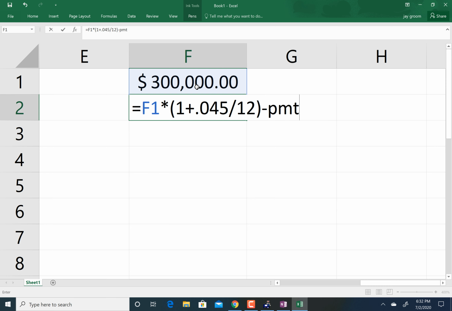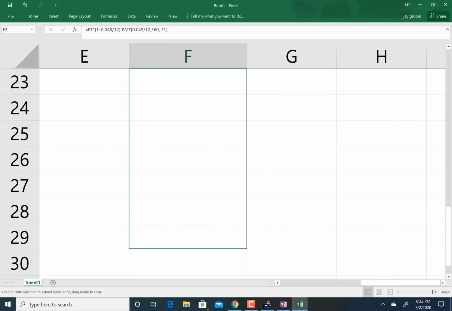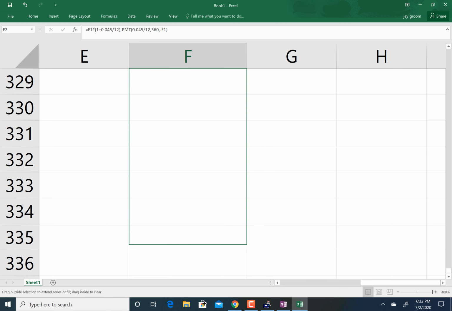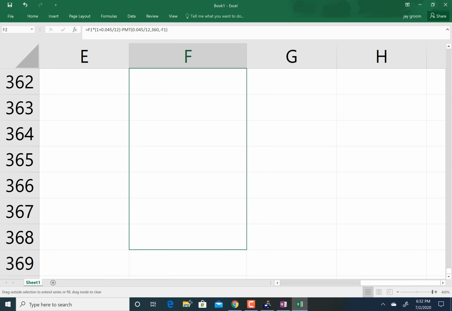Darn it, I should have made the payment. That would have been too easy. 0.045 divided by 12, comma 360, comma negative F1. Cool. And then drag this baby down. And this whole thing is predicated on the fact that I am using the cell right above the cell that I'm currently on to calculate how much money I will have or how much I will still owe next month. Obviously, how much I owe next month is based on what I owe this month.